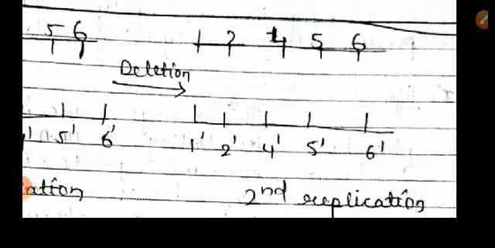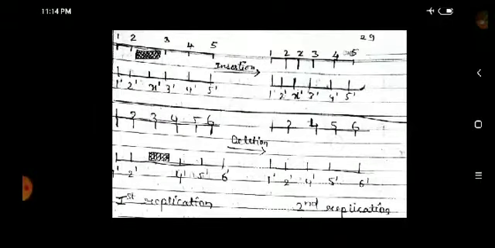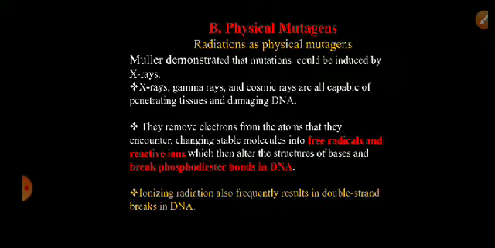So, if the acridine molecule gets intercalated in the template strand, it causes insertion type of mutation. If it gets intercalated between the two bases of a newly synthesized strand, it leads to deletion kind of mutation, and hence causes frame shift mutation. So, intercalating agents cause frame shift mutation by causing deletion or insertion of one base.